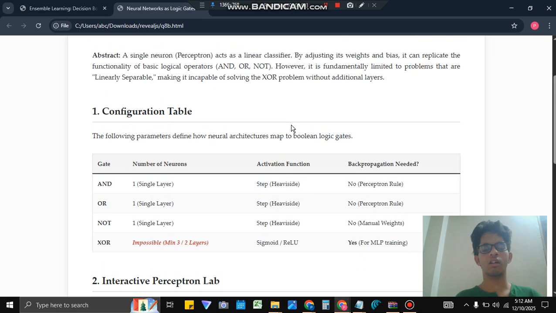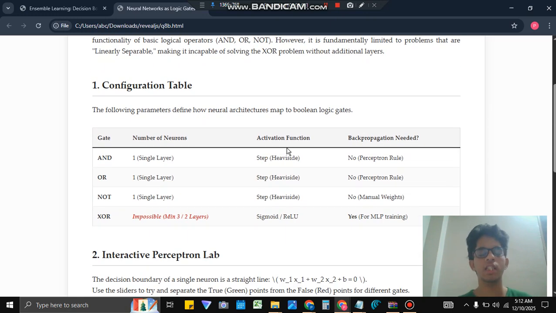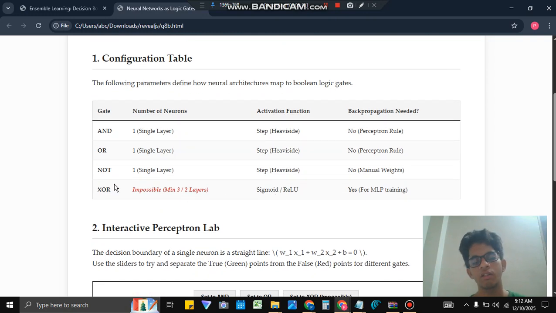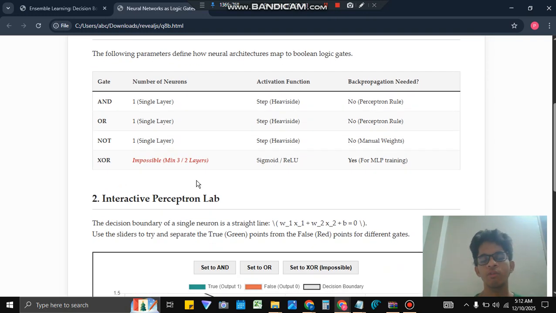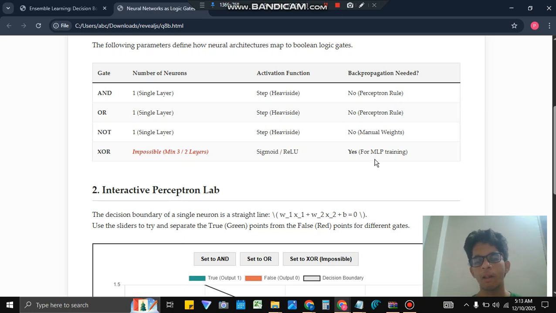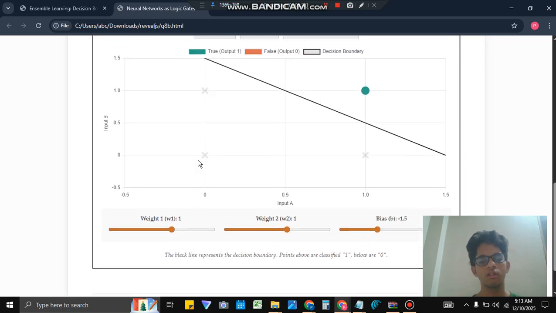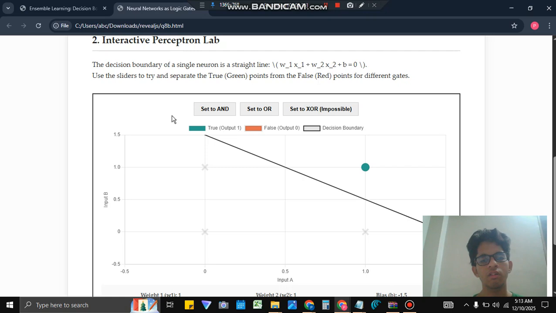XOR is basically linearly inseparable, which makes it impossible for a single neuron to predict its output. So we have to use a two-layer neural net minimum. So that's how the table is done. For multi-layer perceptron, we have to use back propagation over here in XOR. This is a basic simulation.